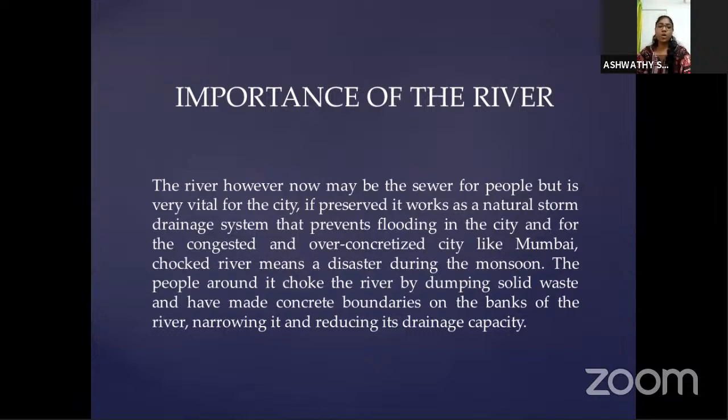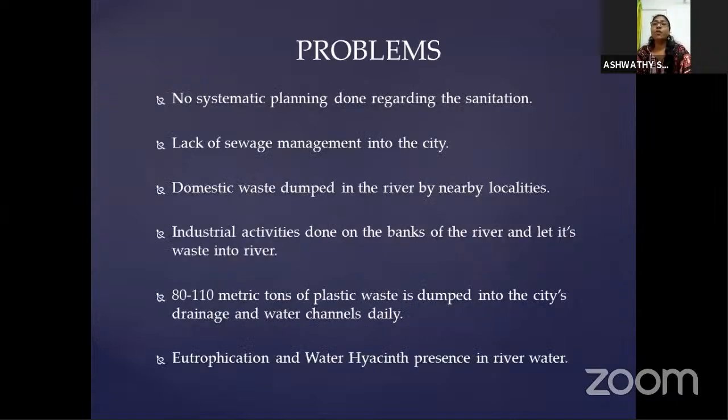The problems. Let us now see what the problems faced are. No systematic planning done regarding sanitation, lack of sewage management in the city, domestic waste dumped by nearby localities, and industrial activities done by the bank of the river that let their waste into the river.